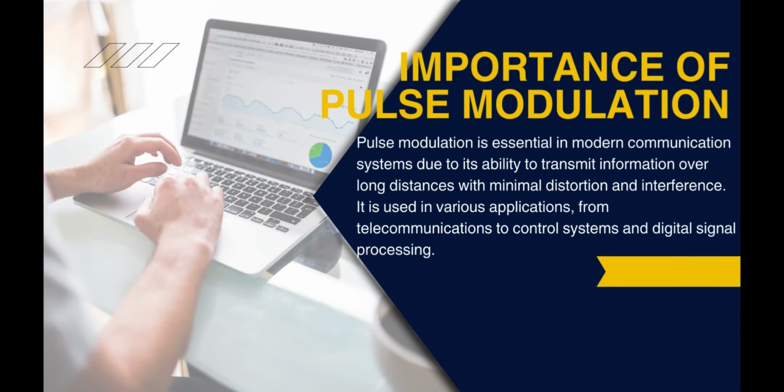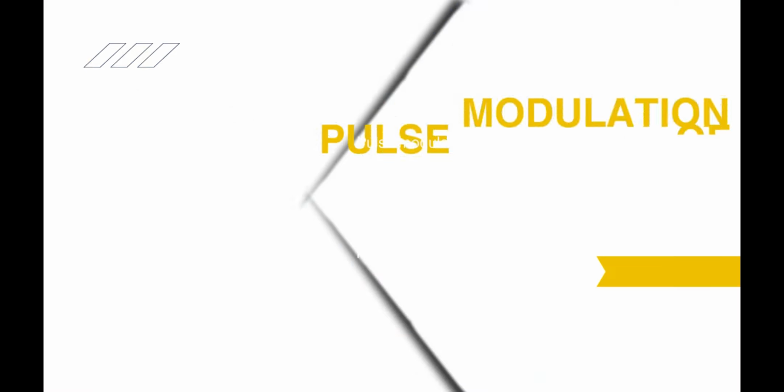The importance of pulse modulation. Pulse modulation is essential in modern communication systems due to its ability to transmit information over long distances with minimal distortion and interference. It is used in various applications, from telecommunications to control systems and digital signal processing.